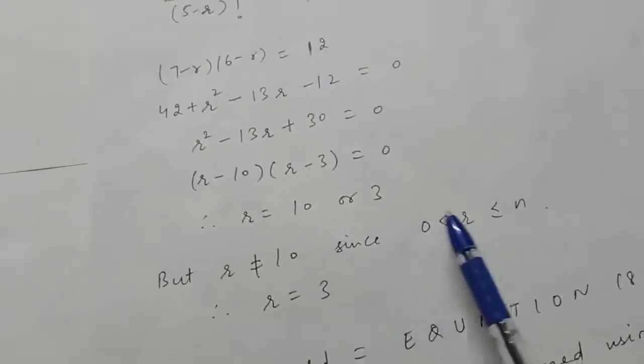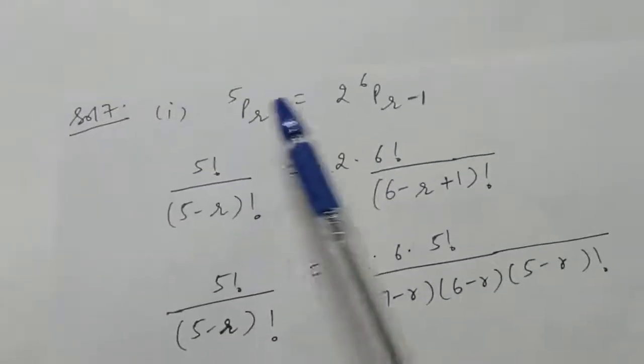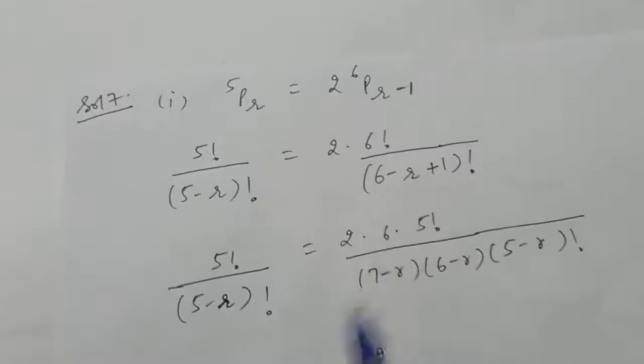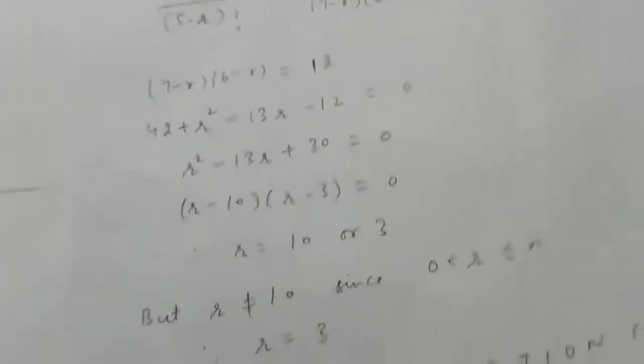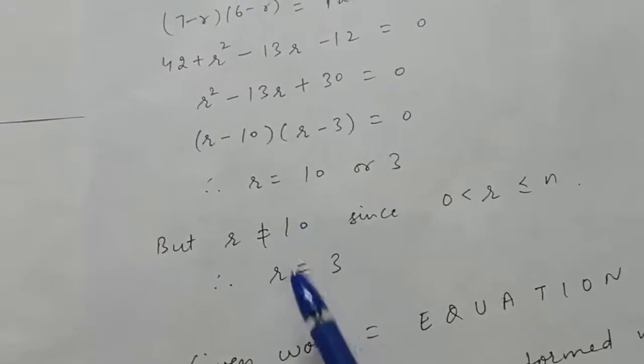But because r lies from 1 to n, and here in the given question n is either 5 or 6, so r should be equal to n or smaller than n. Therefore r cannot be equal to 10. Therefore r is equal to 3.